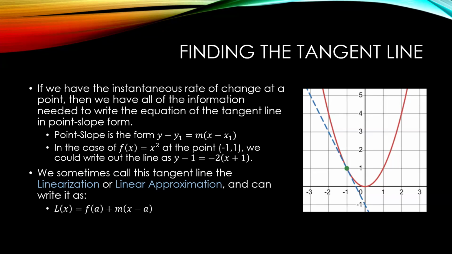We sometimes call this tangent line the linearization or linear approximation, and sometimes we write it in this format, f of a plus our slope times x minus a. Really, that's just point slope form, but with the y1 value moved over to the right so that it's in an explicit format.